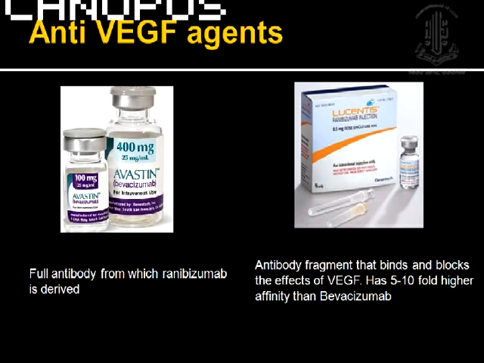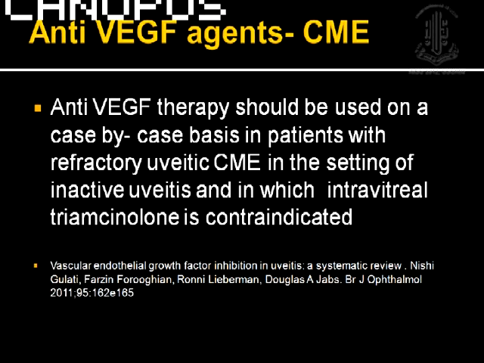The next agent of choice nowadays instead of steroids is anti-VEGF agents. You have Avastin or bevacizumab and Lucentis, which is an antibody fragment, 5 to 10-fold higher affinity. Of course, you have the constant debate: this is cheaper, this is more expensive. This debate goes on. How does it act? First, in CME, with anti-VEGF agents, we have found with studies that you have to use it case by case, in patients who have refractory uveitic CME and in whom intravitreal triamcinolone is contraindicated.